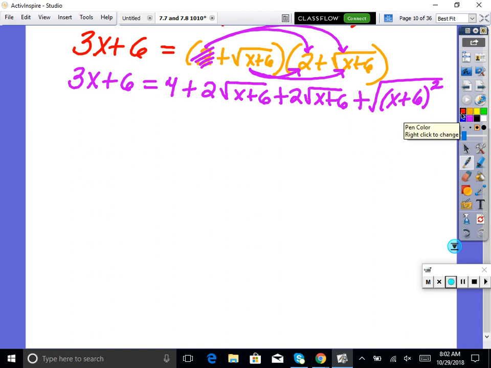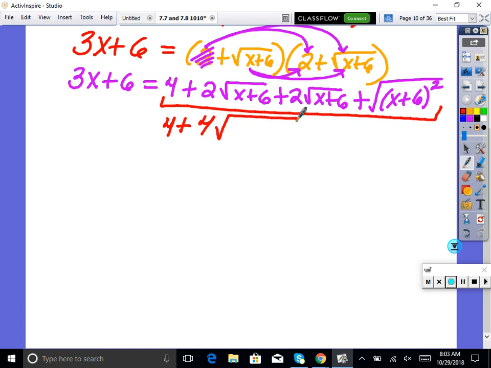Okay, so now simplify this side more. So we have a 4 plus 2 root x plus 6's plus 2 root x plus 6's, which is how many root x plus 6's? 4 root x plus 6's. Then over here, doesn't root cancel out with power? Square roots cancel out with squares. So then we have a plus sign, and then we have x plus 6. So now you can continue simplifying that side.